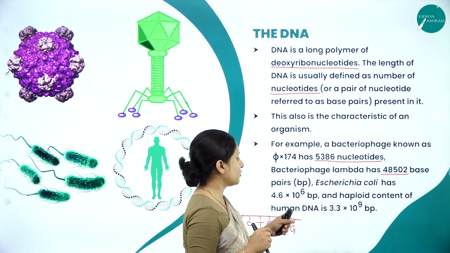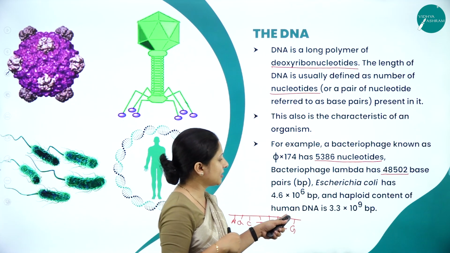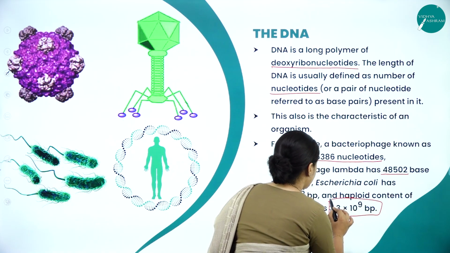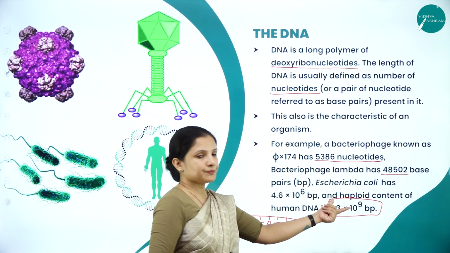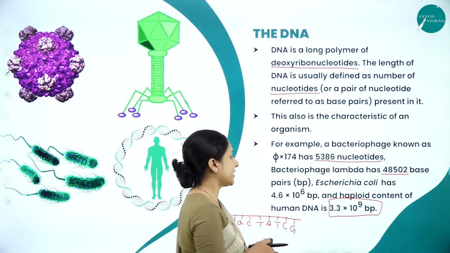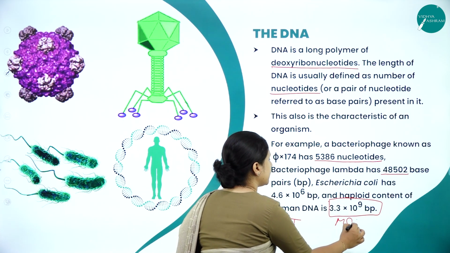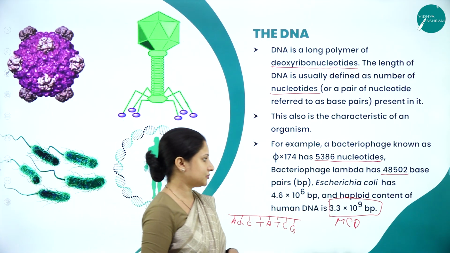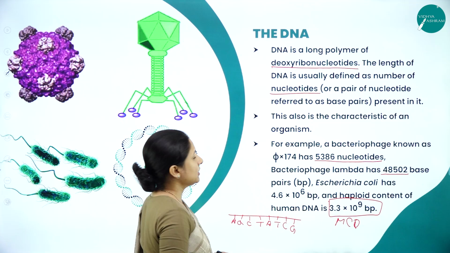And the haploid content of human DNA: our human DNA length is about 3.3 into 10 to the power 9 base pair. So this is the DNA that is present in humans. This is important. It can come as an MCQ. What is the length of the human DNA? It is 3.3 into 10 to the power 9 base pair. So this is about the DNA.